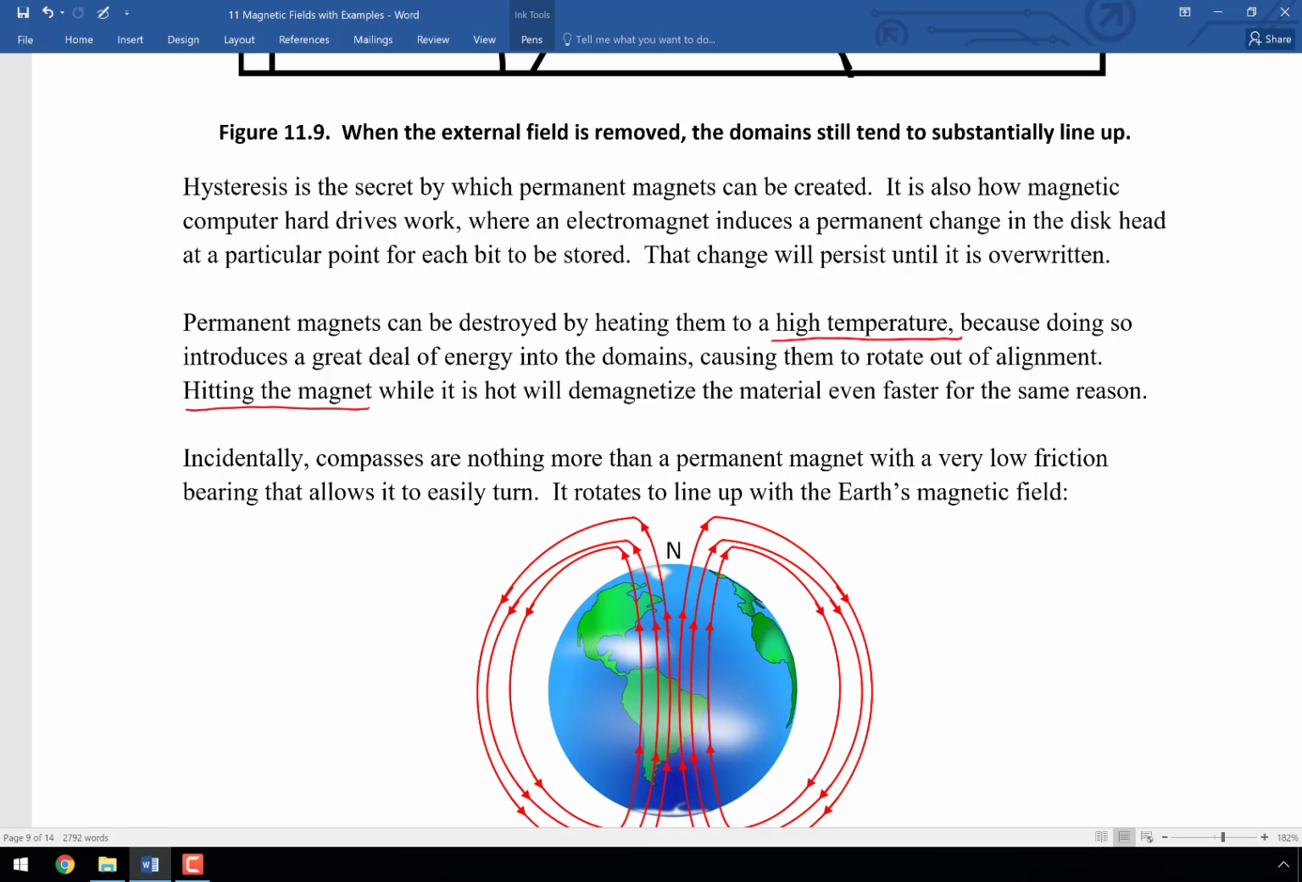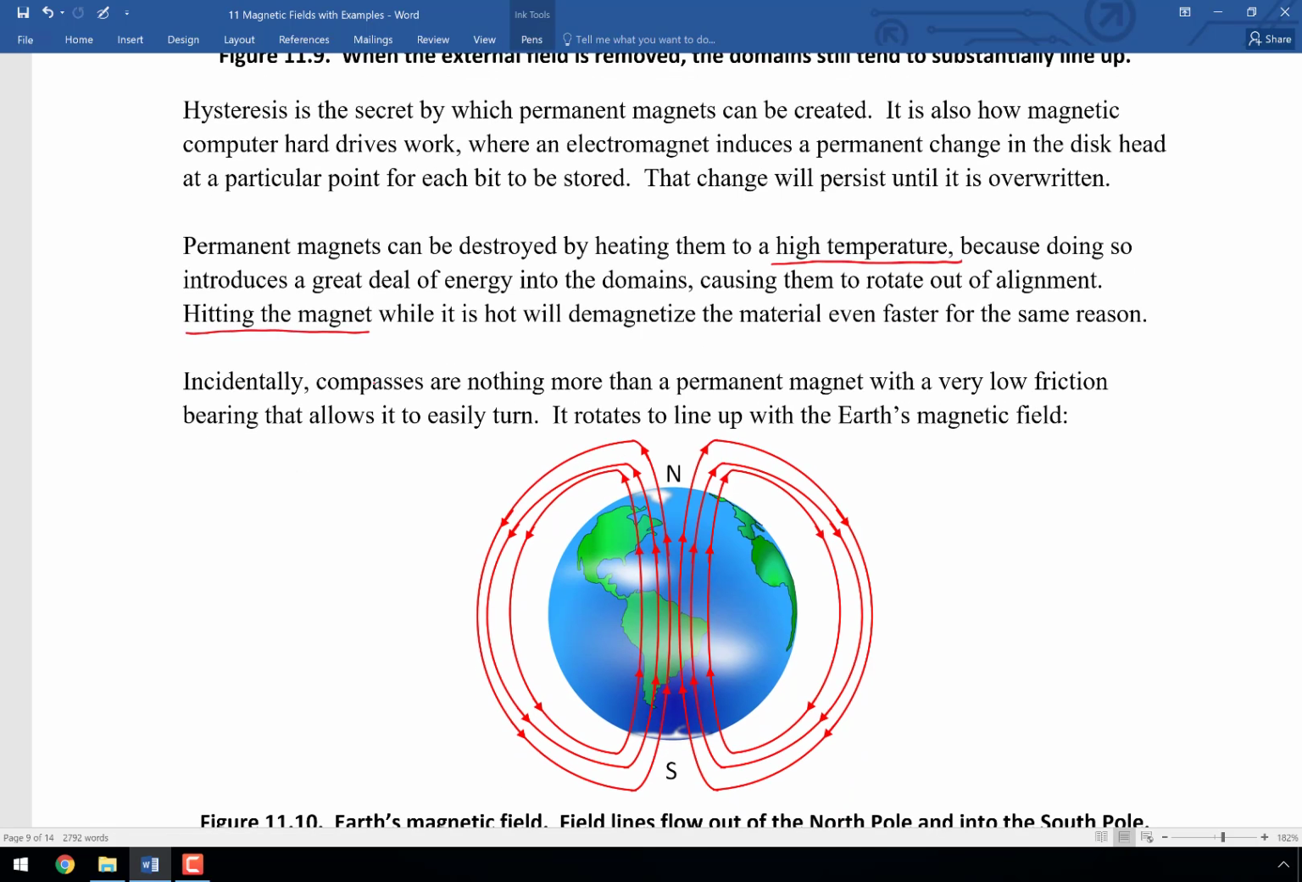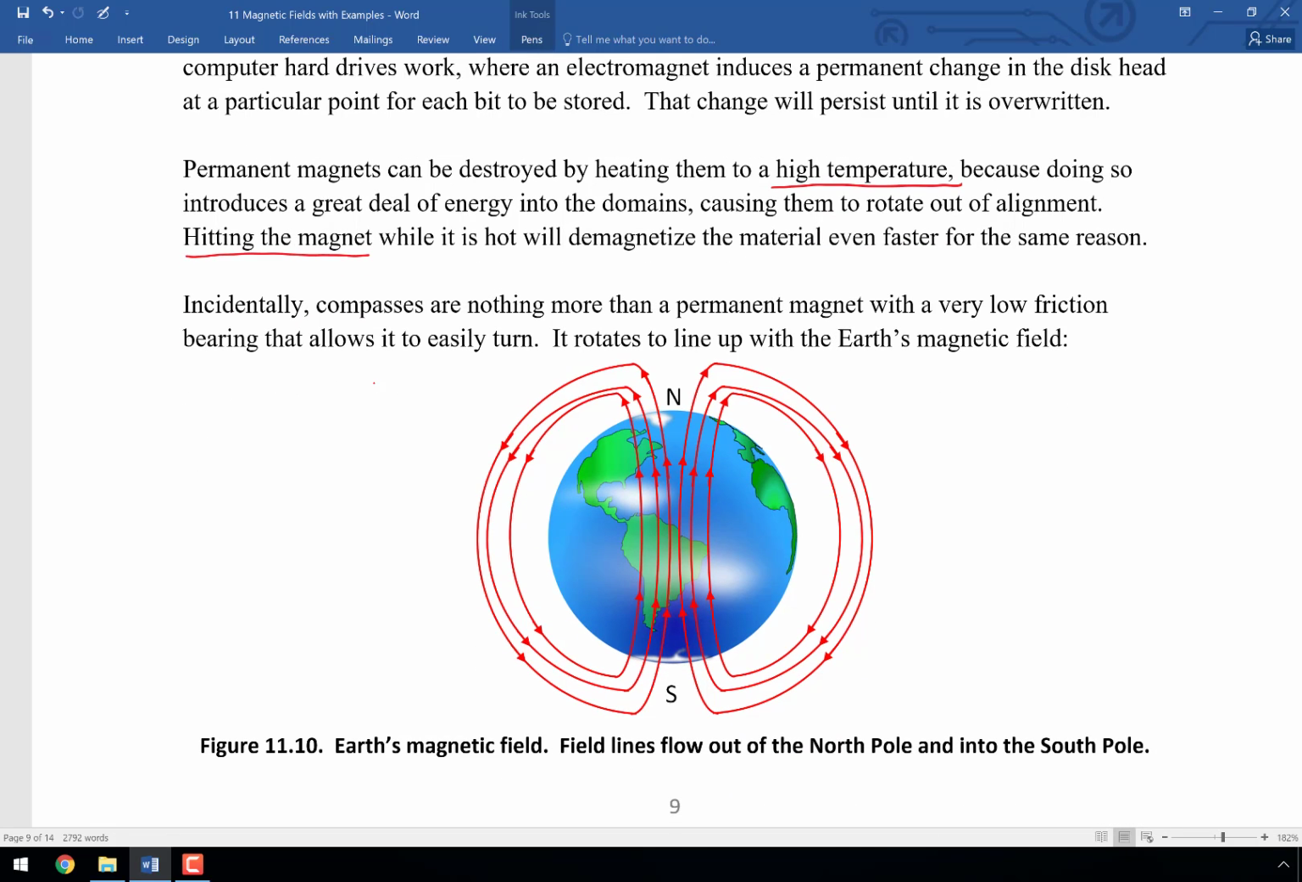So heating it and whacking it are two ways to cause the domains to rotate, which can either magnetize or demagnetize the materials. Incidentally, compasses are nothing more than a permanent magnet with a very low friction bearing that allows them to rotate in response to externally applied magnetic fields. We'll see this in class, but just be aware that the Earth's magnetic field will cause this compass to line up in the same direction.